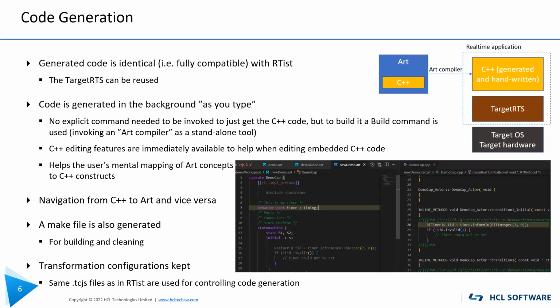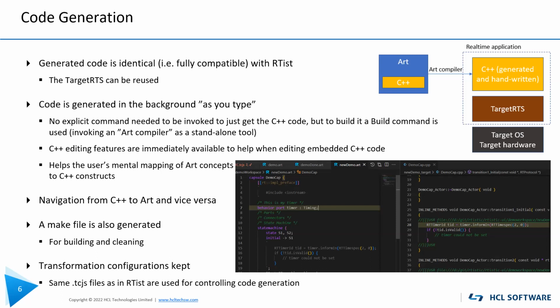And then code generation. So code generation, we have decided to make it fully compatible and in fact almost identical with the code that's generated from rtist. The main reason for this is that then users who choose to migrate to this tool in the future don't have to change the code they have written in transitions, for example, because all APIs will still be the same, and the runtime library that we are linking our applications against, we call it the target RTS, can be reused. And that's a significant piece of investment that has been around for at least 20 years and used in many products all around the world.